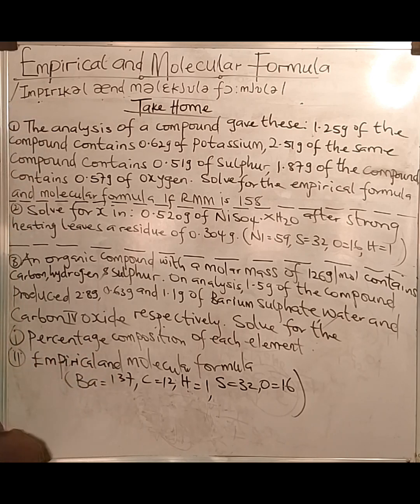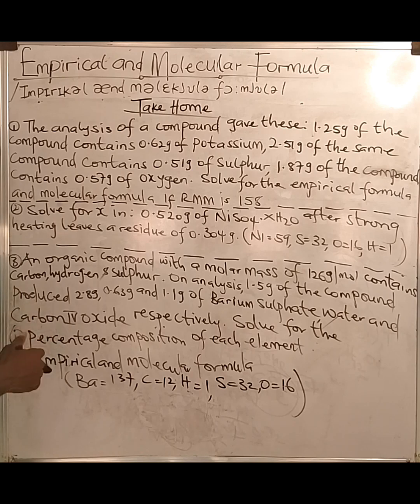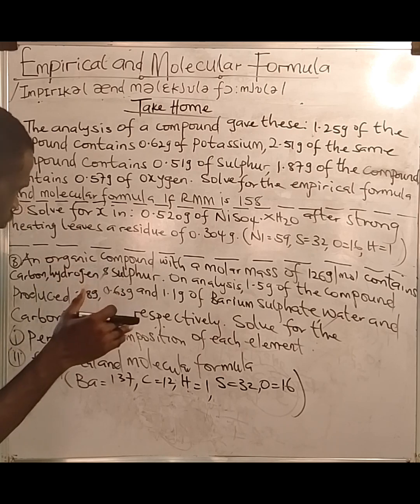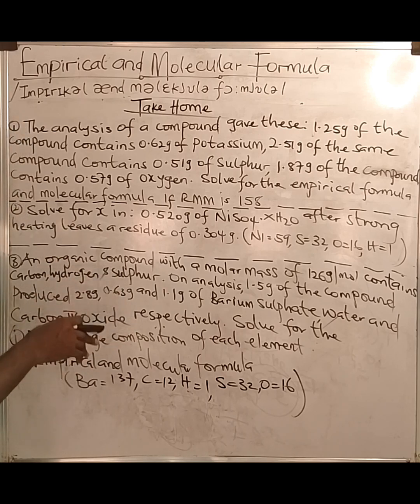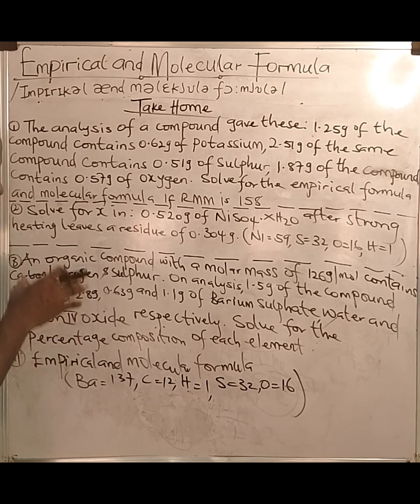So the very last question: an organic compound with a molar mass of 126 gram per mole contains carbon, hydrogen, and sulfur. On analysis, 1.5 gram of the compound produced 2.8 gram, 0.363 gram, and 1.1 gram of barium sulfate, water, and carbon IV oxide respectively. Now, barium sulfate is BaSO4, not barium sulfide. Solve for the percentage composition of each of the elements, and for the empirical and molecular formula of this very compound.